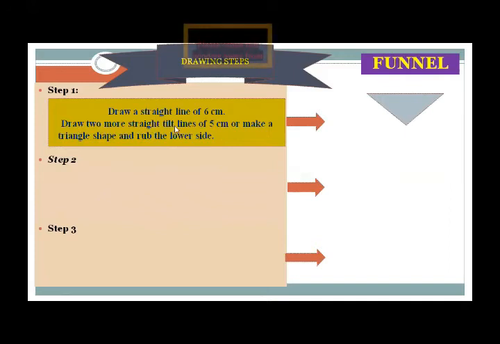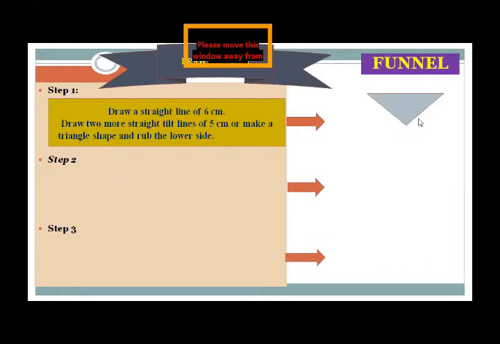Draw two more straight tilt lines. Tilt means slant lines of 5 centimeters like this, to make a triangle shape. It will be a triangle shape. Okay, and rub the lower side. It means you will rub the lower side.